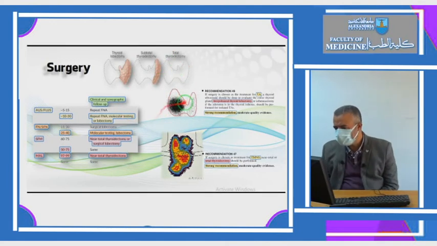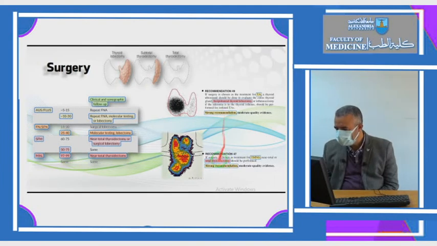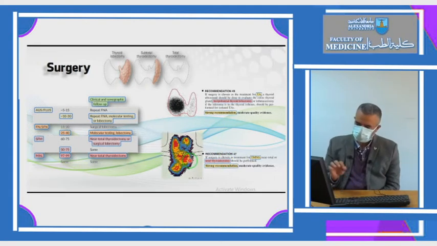If you have a patient with toxic adenoma, it is recommended by the American Thyroid Association that you should go for an ipsilateral lobectomy. If you have a patient with toxic multinodular goiter, again it is recommended by the American Thyroid Association to go for total thyroidectomy. Both are classified as strong recommendation.